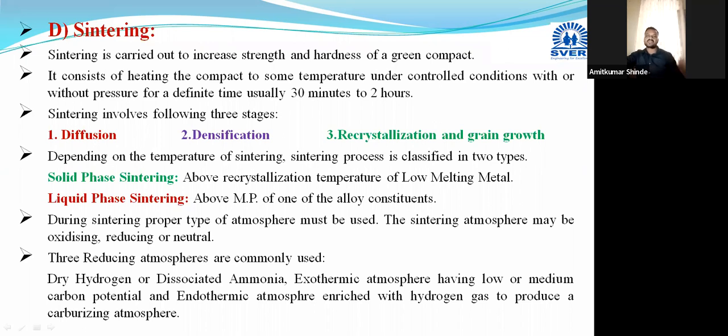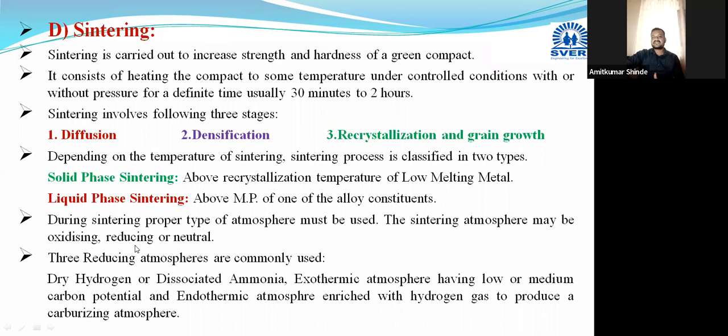Now depending on the temperatures used in the sintering process, the sintering process is classified in two types. The first type is solid phase sintering, and the second type is liquid phase sintering. Suppose the sintering is conducted above the recrystallization temperature but below the melting point of the low melting point metal from that mixture, then it is termed as solid phase sintering.